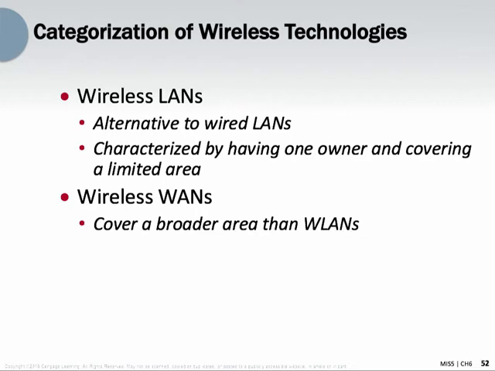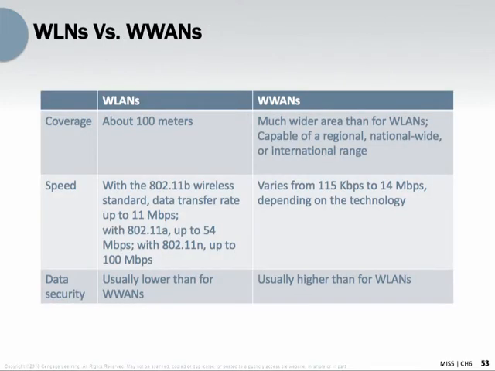So, what are the differences here? One versus the other. A wireless LAN is about 100 meters. In my experience, you're lucky to get 100 meters out of a wireless router. Wireless WAN, much broader range, regional, nationwide. I guess a wireless WAN, a big one would be Verizon. So if we think about the carriers, there we go. Those are huge WAN networks.